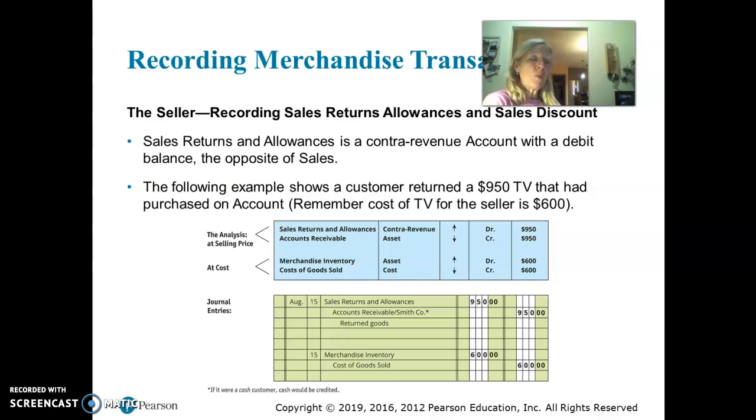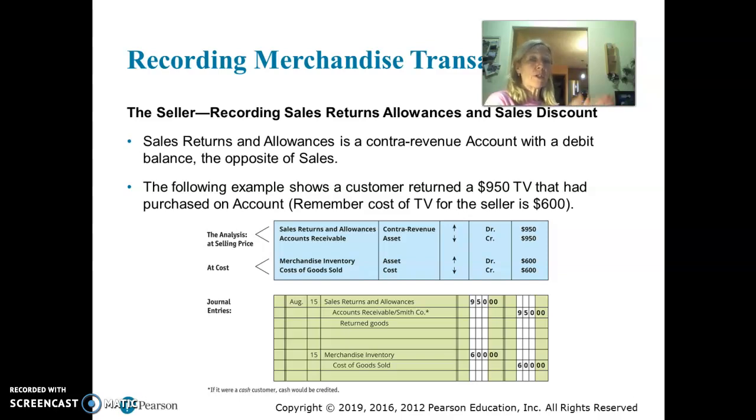Okay, so we did that. We decreased our sales revenue by the sales returns and allowances, and we decreased our accounts receivable because we gave the guy back his money. Then the flip side, we have to put the merchandise inventory back on the shelf. We're going to send that, which is another transaction later on. We've got to send that defective TV back to Sony or wherever we bought it from. And we have to decrease our cost of goods sold, so that is going to be a credit. So you have to think about what you're going to do.